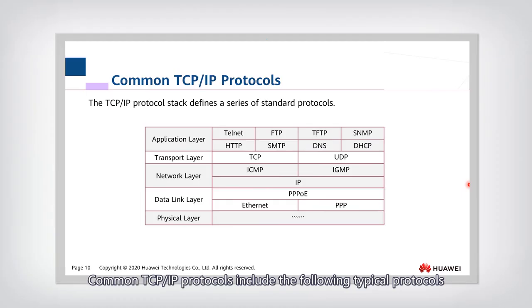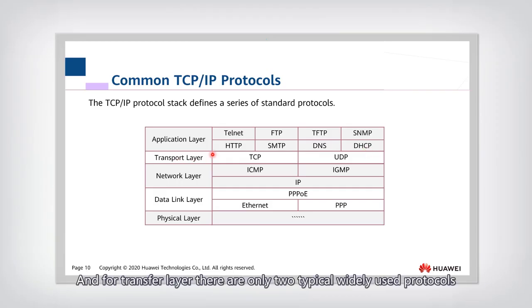Common TCP/IP protocols include the following typical protocols. For example, in the application layer, when we use a web browser, we need to use the HTTP protocol to access the remote web server to download the web page. And if we want to download or upload a file from the server, we need to use the FTP protocol. We also need the DNS protocol, the domain name system protocol, to translate the server's host name to the IP address. Also, we have the DHCP protocol to dynamically configure the IP address of hosts and routers.